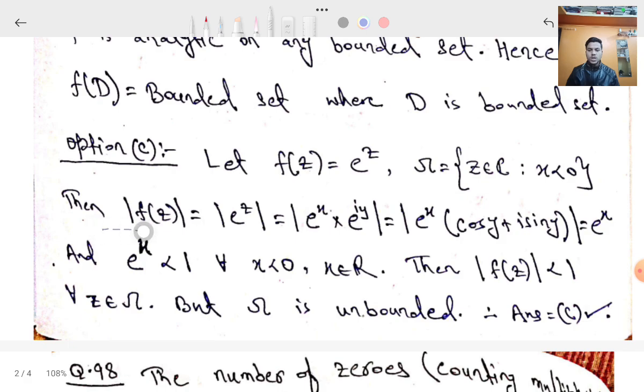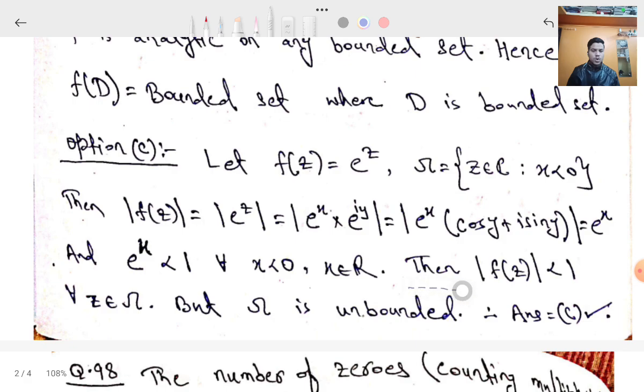Then |f(z)| = |e^z| = |e^x · e^(iy)| = |e^x|, and e^(iy) = cos y + i sin y. Then its modulus is nothing but e^x, and e^x is less than 1 for all x less than 0, where x belongs to R.